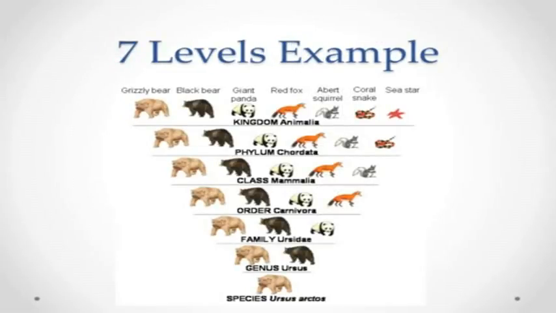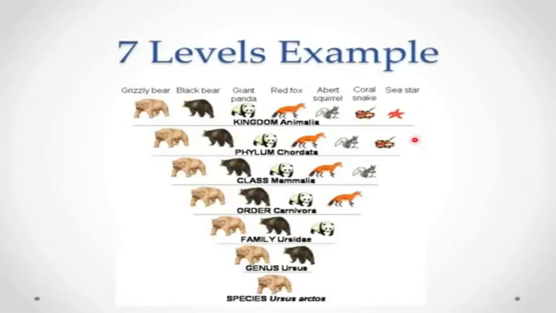Here's an example of the 7 levels of classification for a grizzly bear. So the species level is the most specific. We're going to get down to grizzly bear, and grizzly bear is Ursus arctos. That's the only species that's at that level. But we start out at the kingdom level. This is going to be the most inclusive, meaning that there's a lot of different organisms that fall into this kingdom. Animalia, all animals are going to fall there. And as we go down the levels, we'll get more and more specific.